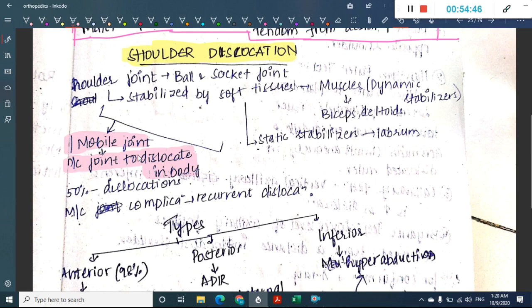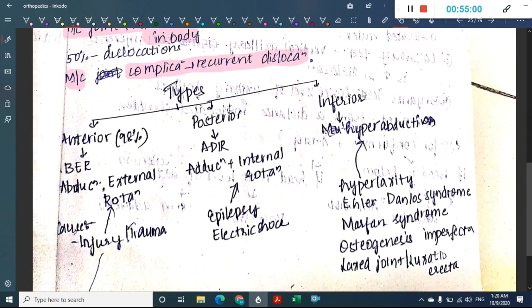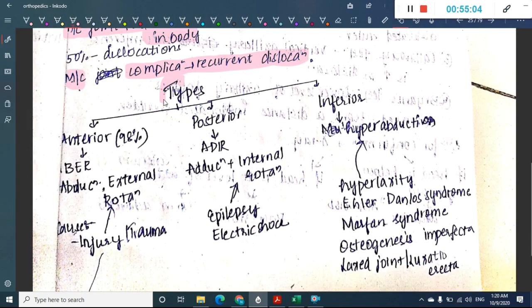Here 50% of dislocations are shoulder dislocation. What is the most common complication of shoulder dislocation? Recurrent dislocation is the most common complication of shoulder dislocation. Then what are the types of shoulder dislocation? We have nearly 3 types of shoulder dislocation.